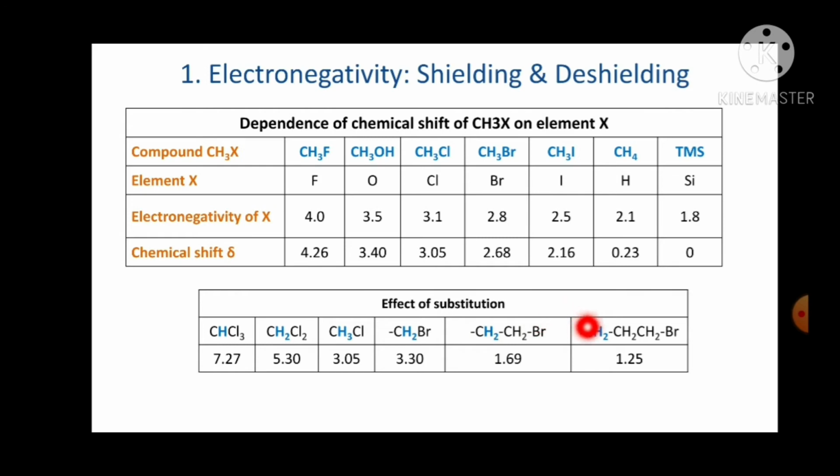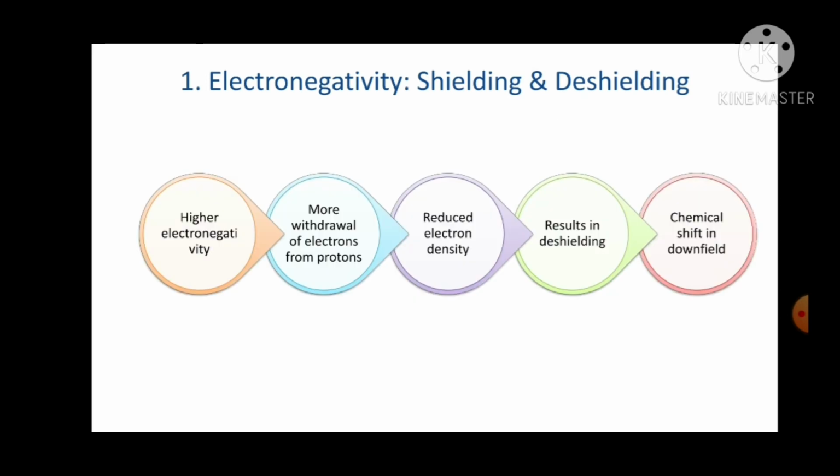The effect is again minimized as you introduce atoms in between. Here there are two CH2s, so the bromine can still withdraw electrons from this CH2 through these two carbon atoms, but it is not as effective as what we observe with 1.69 and 3.30. So as the substitution increases, the chemical shift value will decrease, or the effect of electronegativity will be minimized. In one slide we can summarize this.